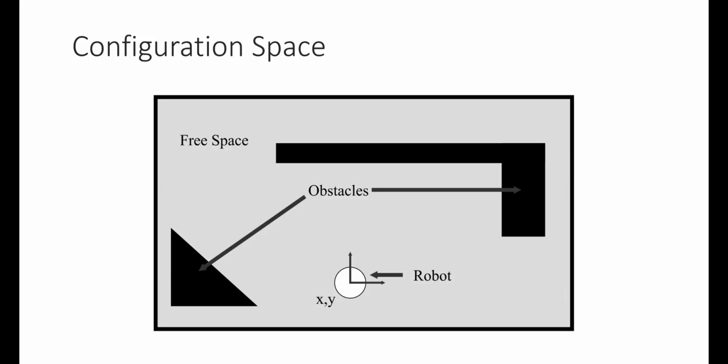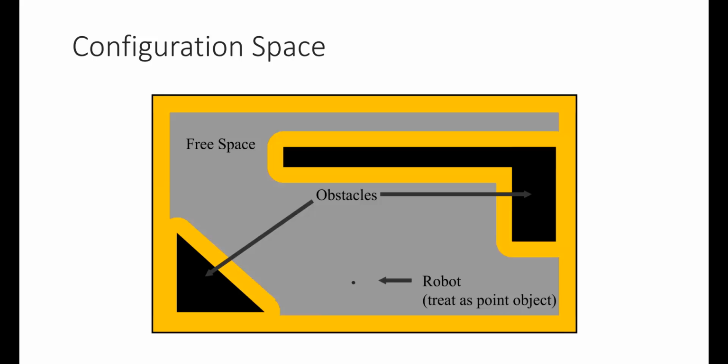Okay, so that's the first one. I want to make my robot a dot, right? So just treat it as a point object. And what do I have to do in order to accurately do that? Yes, okay, so I can enlarge each object by the radius of the robot. And if I do both of those things, now my world looks like this.